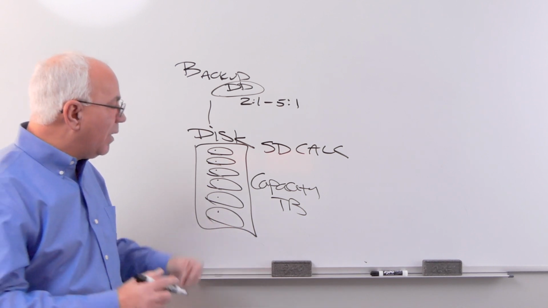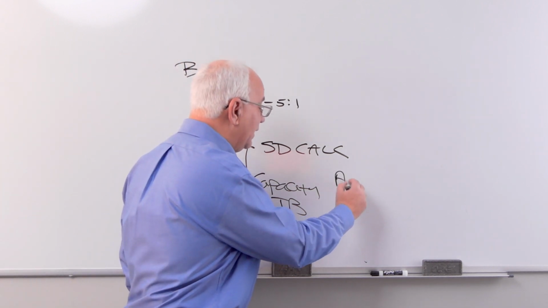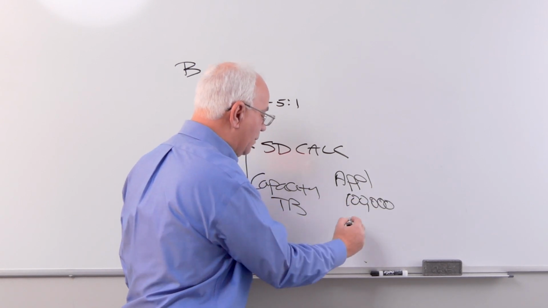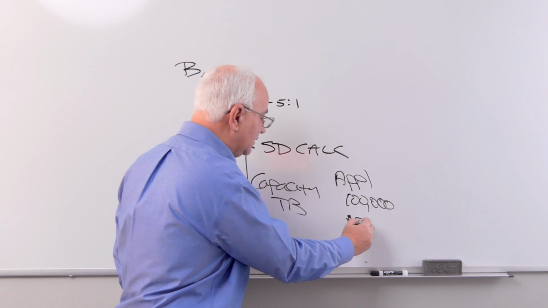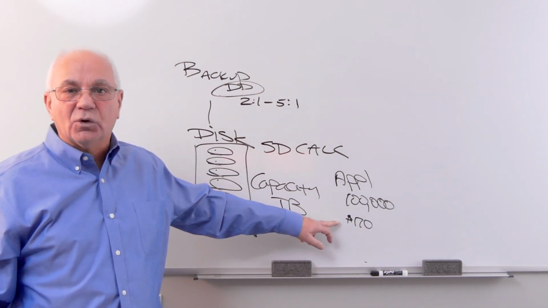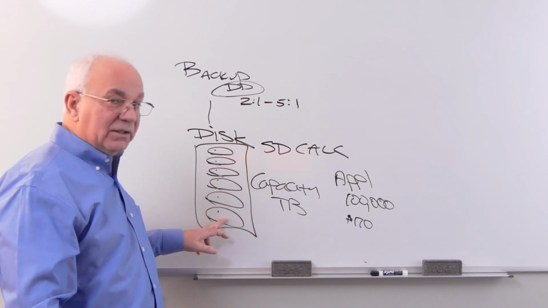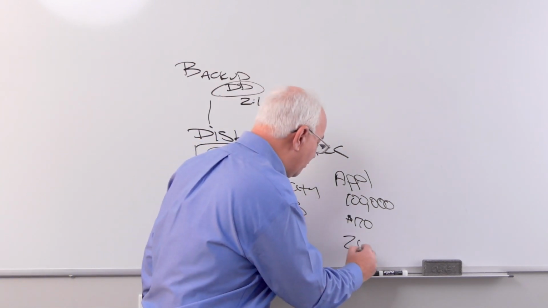So for example, you might get a quote for an appliance, let's say that is $100,000. You say, wow, that's a lot of money. I only pay $170 per terabyte for my disk storage. However, when you multiply that 170 times the amount of disk you're going to require, it could be far more expensive than an appliance.